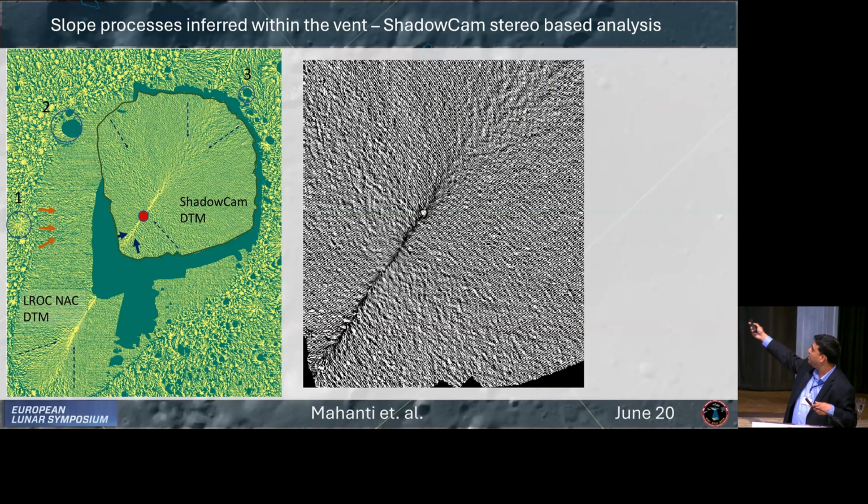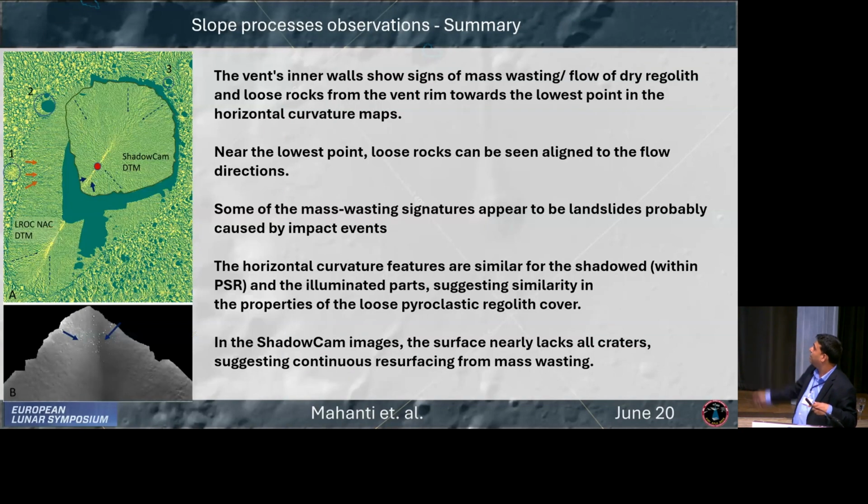So again, you can see similar formations inside. The vent inner walls show mass wasting, flow of dry regolith and loose rocks towards the lowest point. Near the lowest point, you can see loose rocks. They seem to form really good-looking patterns. And some of these mass wasting signatures appear to be landslides, probably caused by impact events.